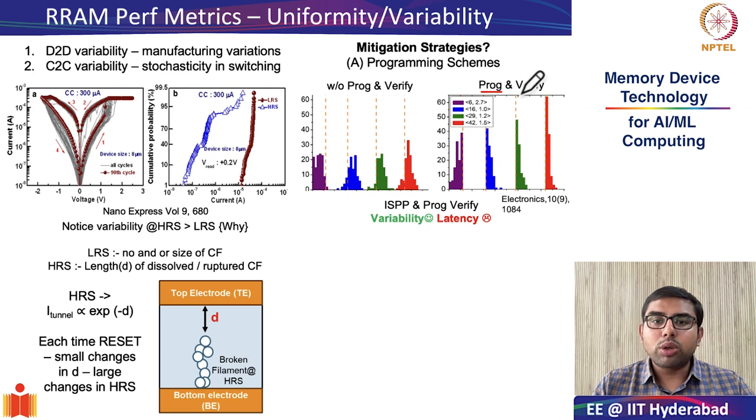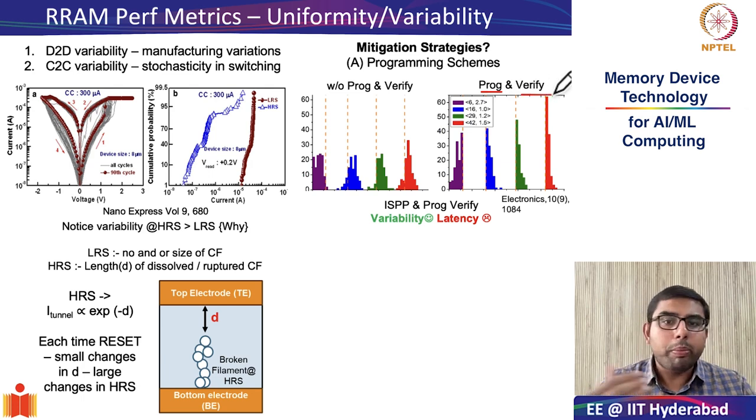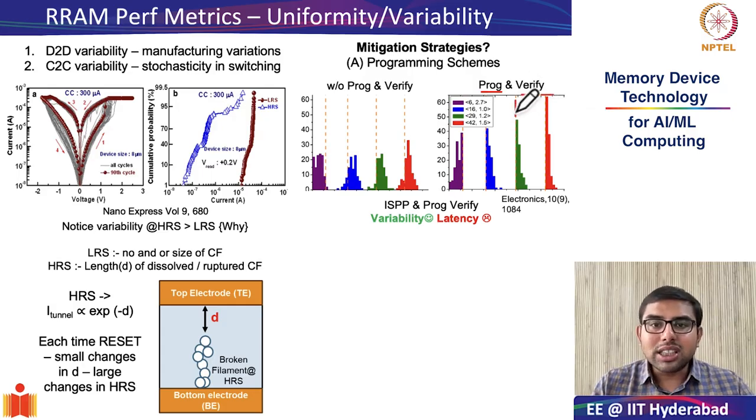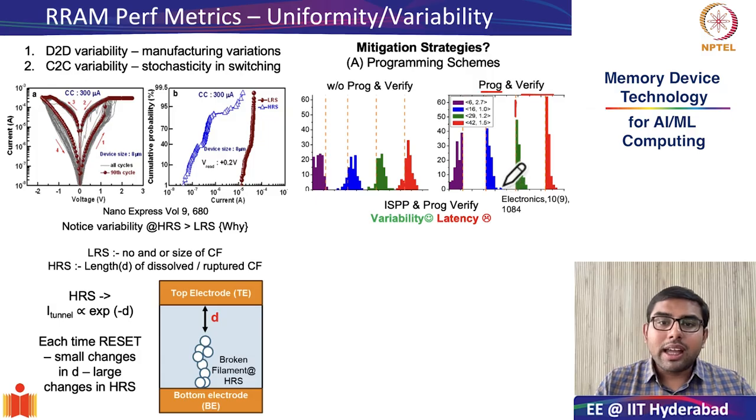However, the same memory, when you do program and verify, please try to recall, was after every small pulse of program, you check whether it has reached its intended resistance value or not, and if it has, then the process is stopped. This really helps in controlling the standard deviation of your resistance states, and thereby having sufficient margin between these resistance states. However, as we have seen even with ISPP, although it helps in reducing variability, it comes at the cost of increased latency.